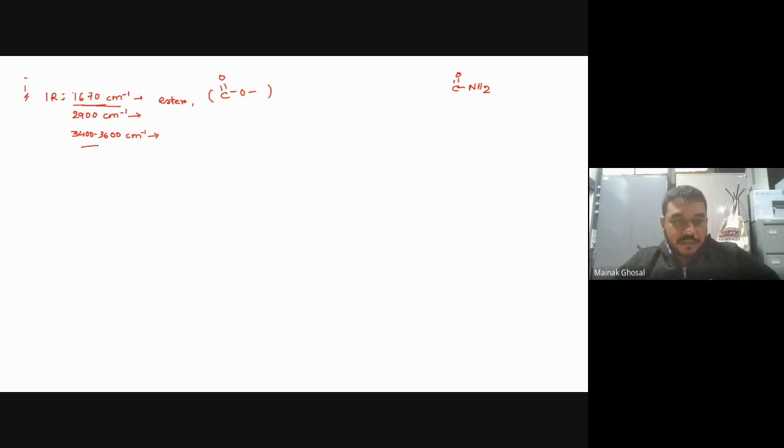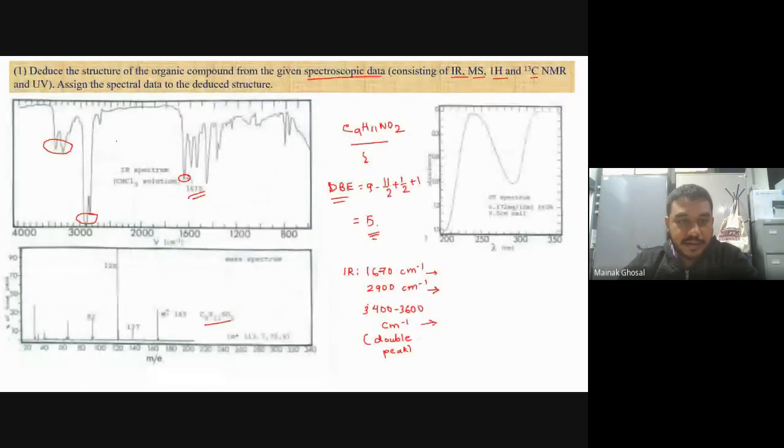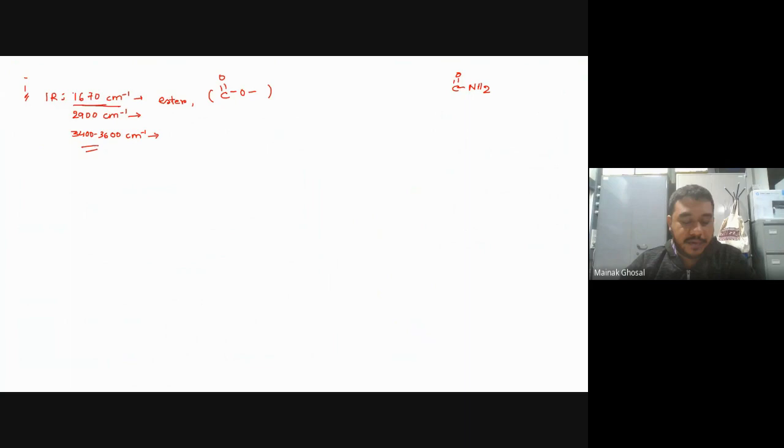So, in this 3400 to 3600 region, you can see two peaks are there, which corresponds to something very much possible: an NH2 kind of group, a primary amine kind of group, is present in the molecule. This is a very high chance. So, primary amine.